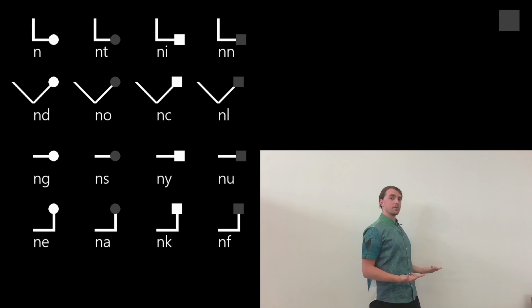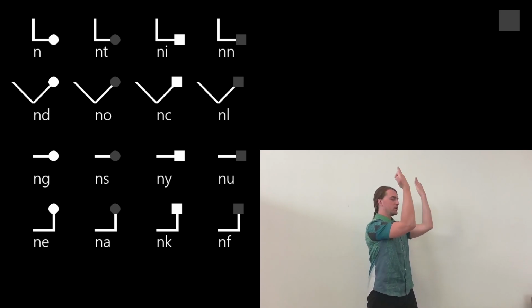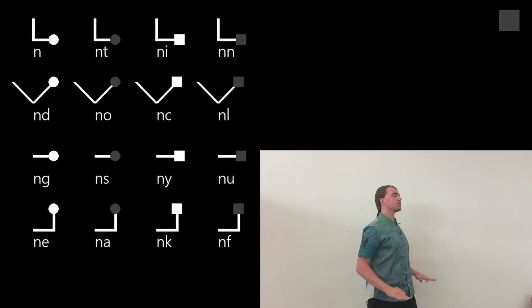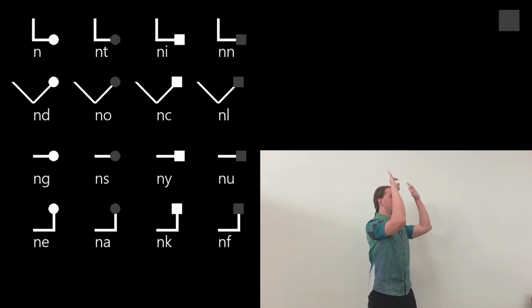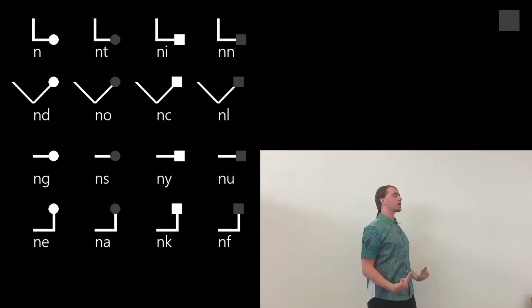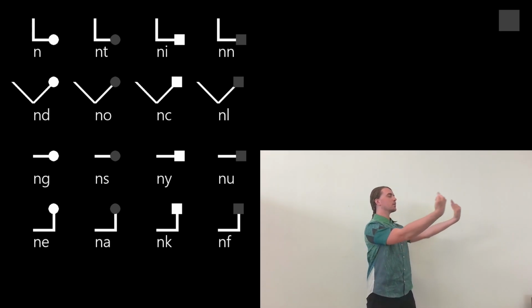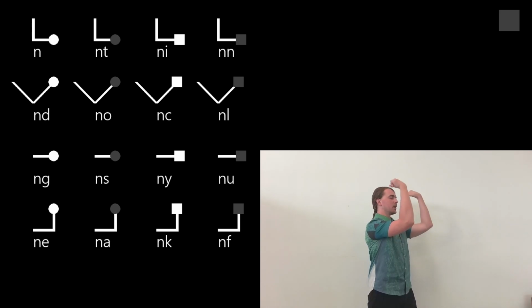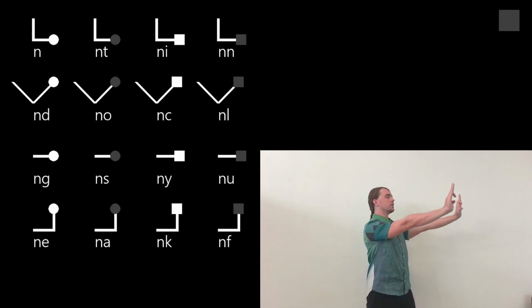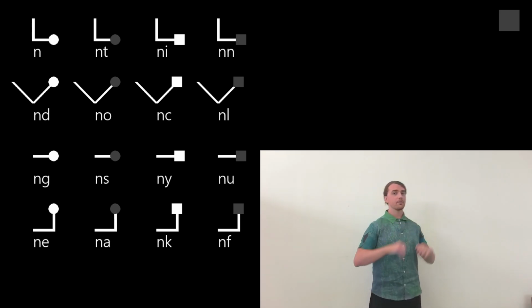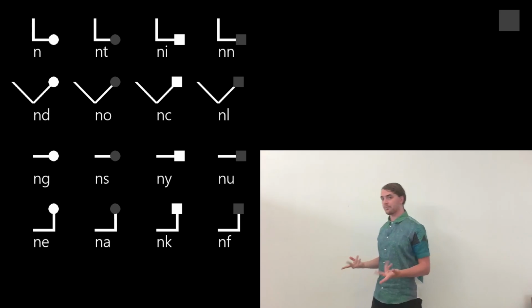N1 Degen. N, D, G, E. Tosa. T, O, S, A. Ikiik. I, C, Y, K. N luff. N, L, U, F. All right, last one.